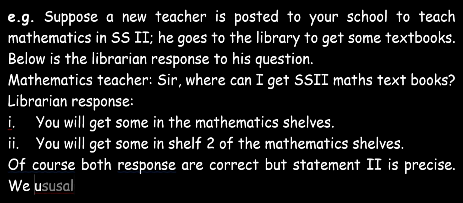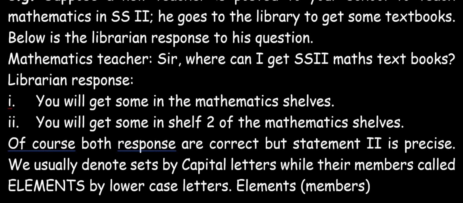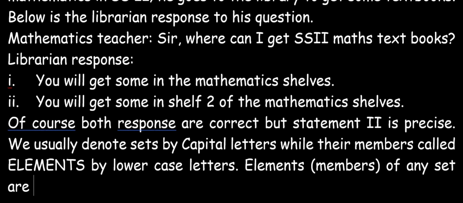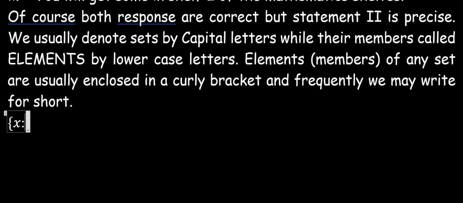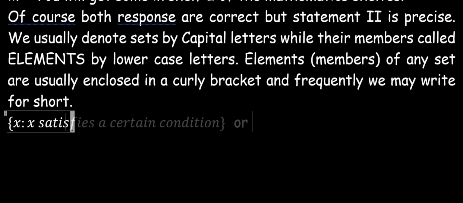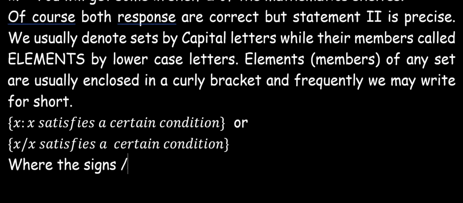We usually denote a set by capital letters, while their members, called elements, are denoted by lowercase letters. The members of any set are usually enclosed in a curly bracket, and frequently we may write for short, {x : x satisfies a certain condition}, or {x | x satisfies a certain condition}. These are two different symbols used for the same purpose, where the stroke or double dot means "such that".